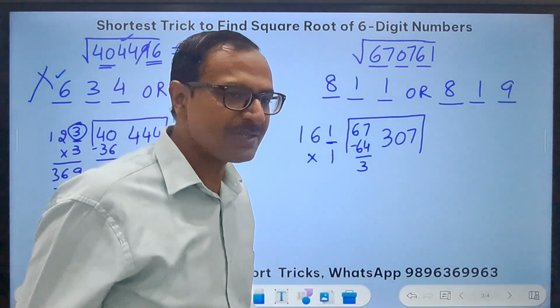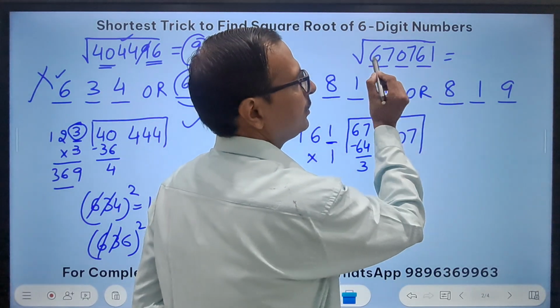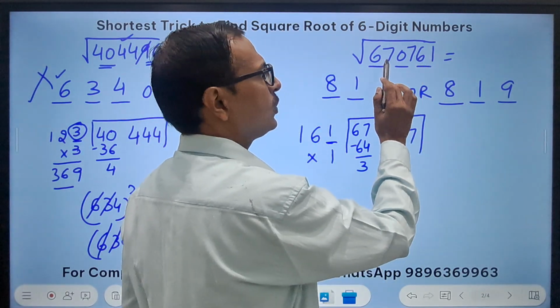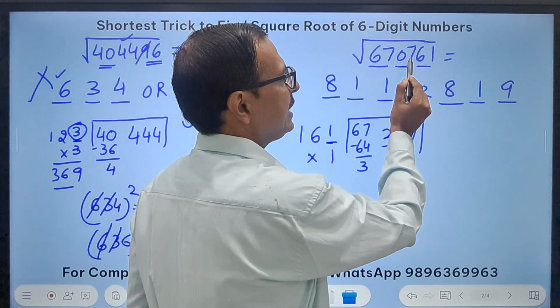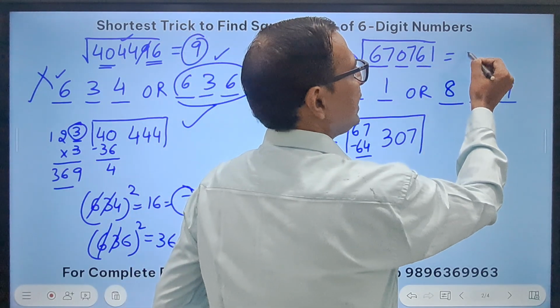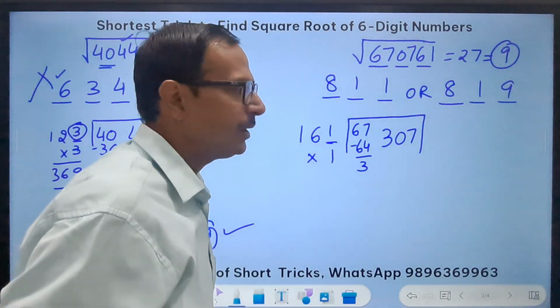And now for elimination of one of the responses, let's take the single digit of this number. Are there any 9s? I don't find any 9s here. So 6 plus 7, 13, plus 7, 20, plus 7, 27. 27 means 2 plus 7, 9. So 9 is the single digit for this number.